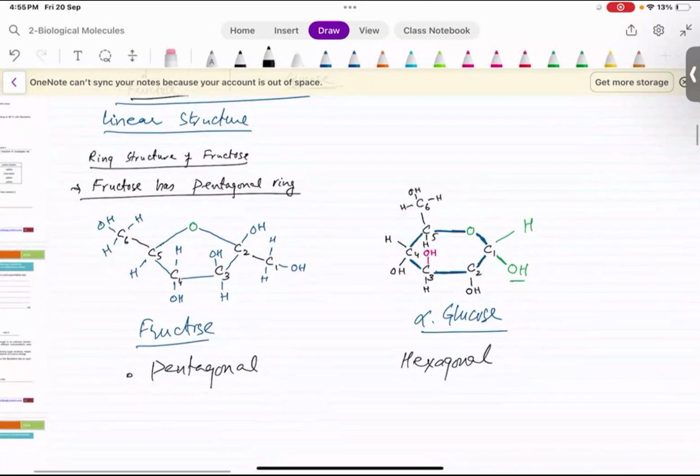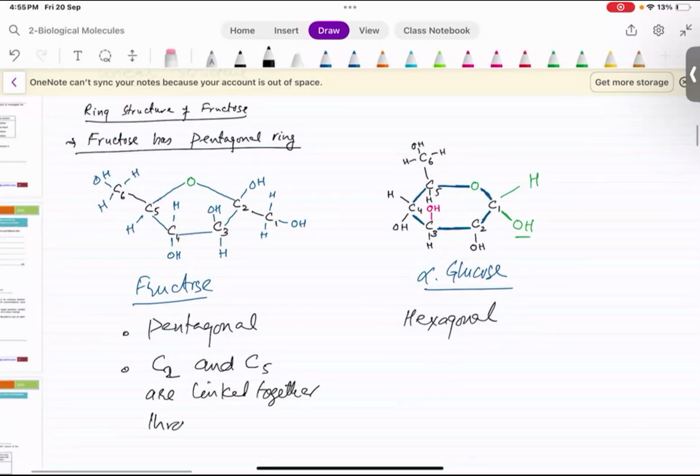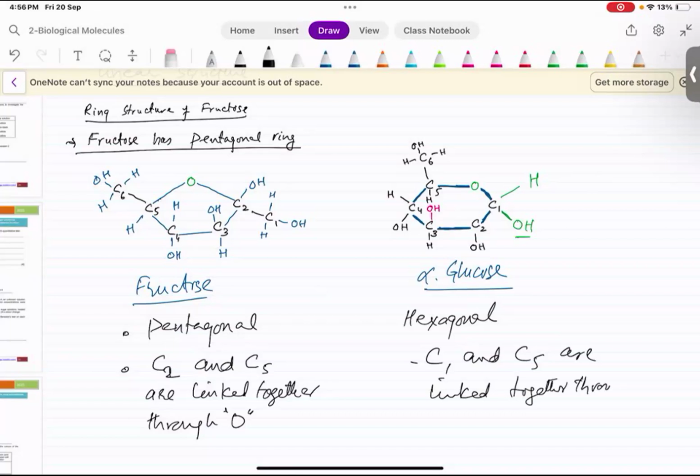So in fructose, carbon number 2 and carbon number 5 are linked together through oxygen, whereas in glucose, carbon 1 and carbon 5 are linked together through oxygen.